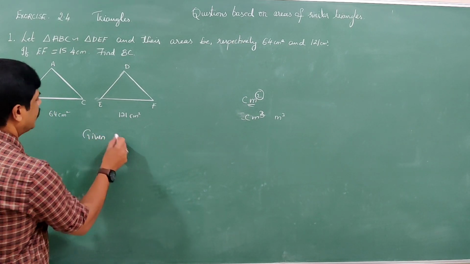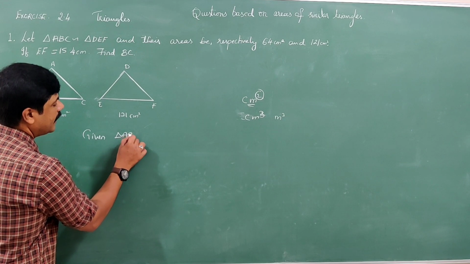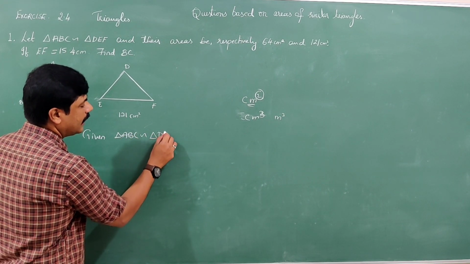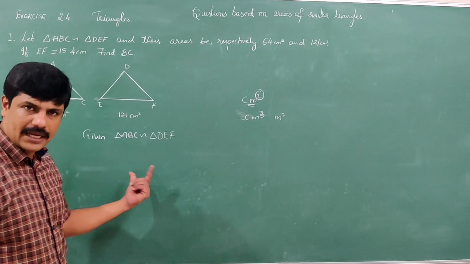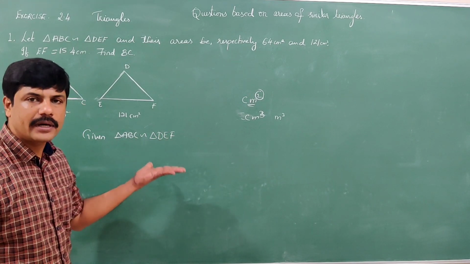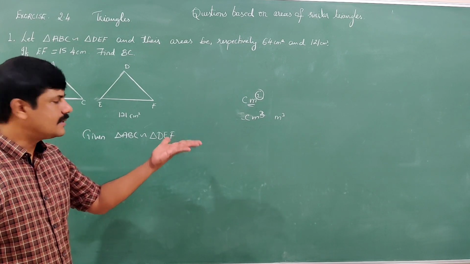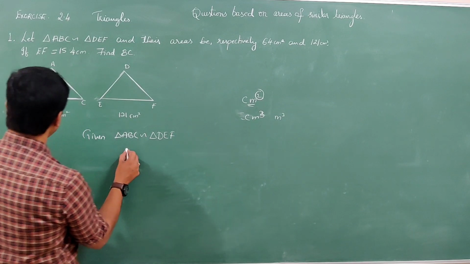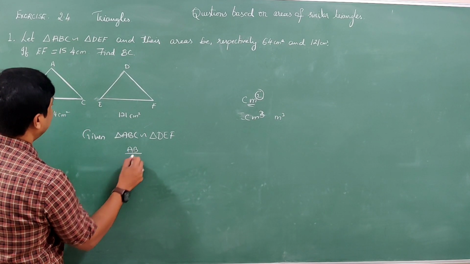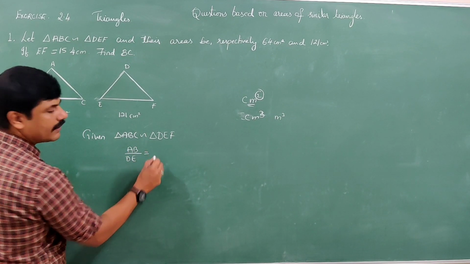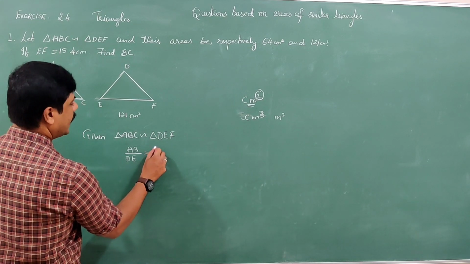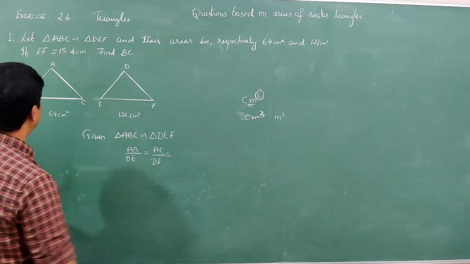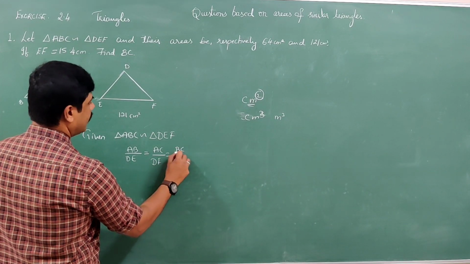Given is triangle ABC is similar to triangle DEF. Since it is similar, you know that their corresponding sides divide in the same ratio, so we can take AB divided by DE is equal to AC divided by DF is equal to BC divided by EF.